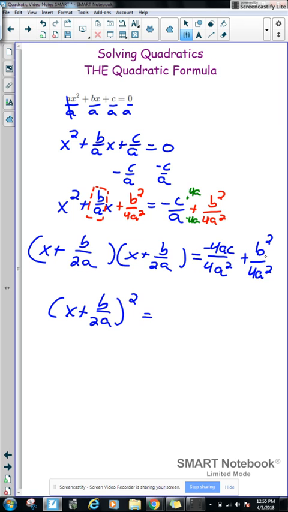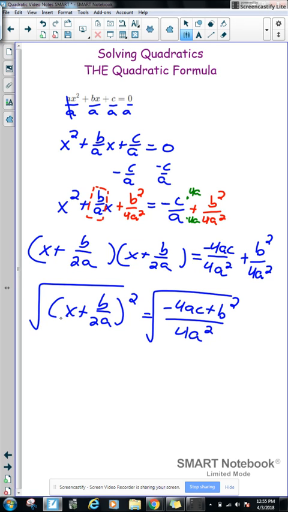And on the right side over here, since they have the same denominators, you can add the numerators together. So we're going to do negative 4ac plus b squared over 4a squared. Now, in order to get x alone, you need to take the square root of both sides. So this is going to get ugly, but we're almost finished.